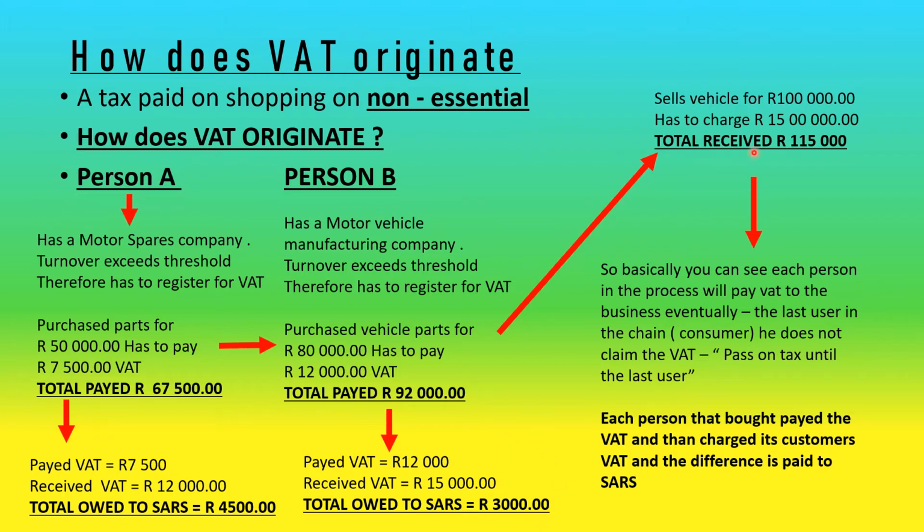So this will carry on, right? You can see the chain carries on. One person charges the VAT when he sells the product, and then pays over the VAT difference, right? So that's how the cycle of VAT continues.